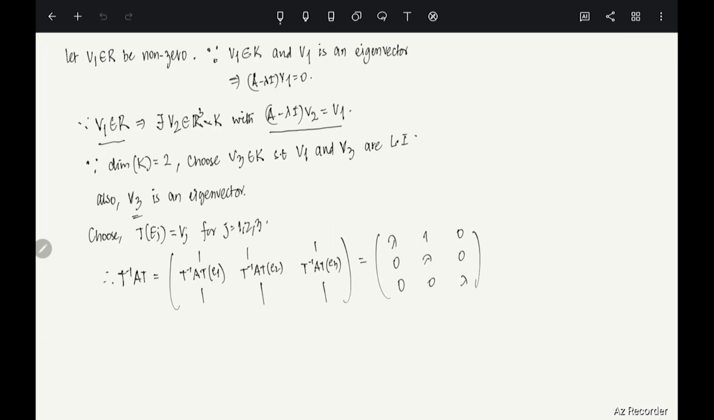Now let's look at the third part. So now case 3. Case 3 is where the dimension of K is 1.